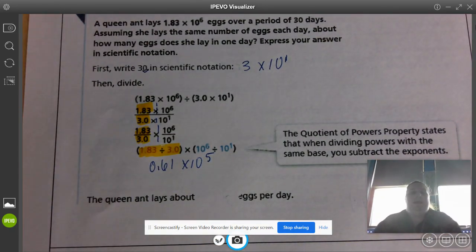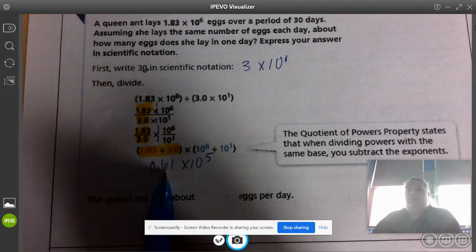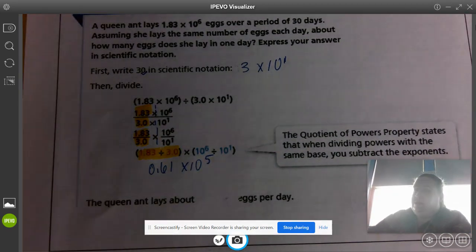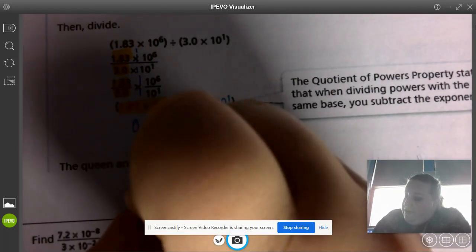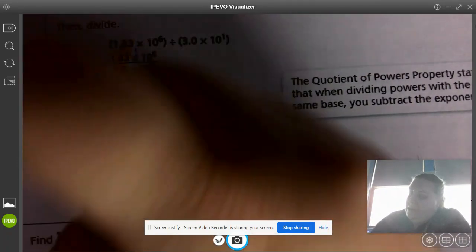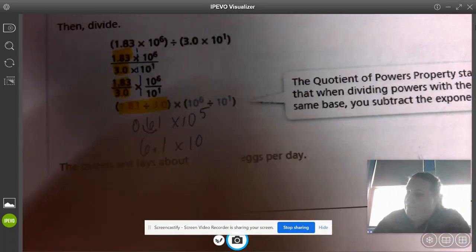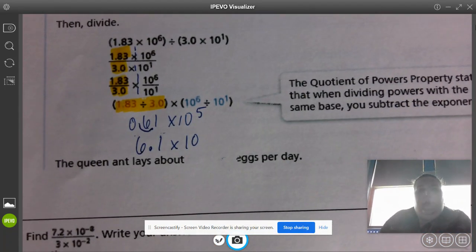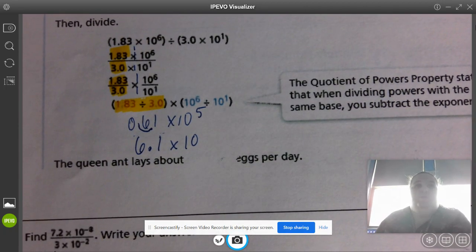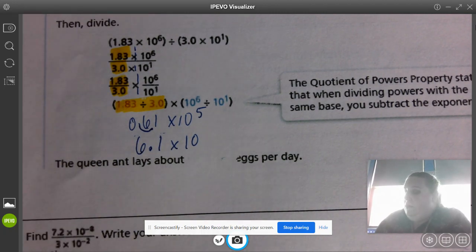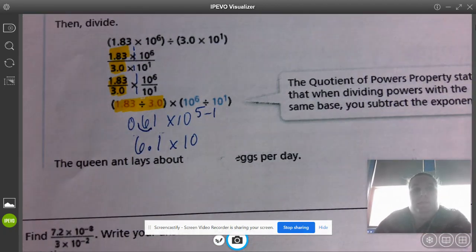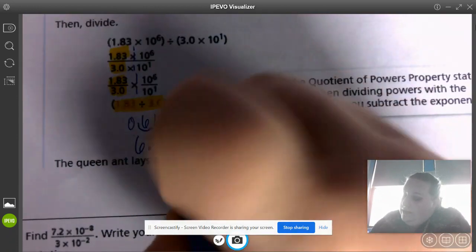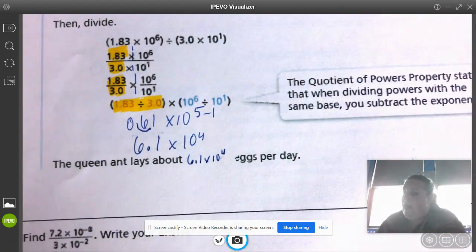Okay. So now I need to check, is this in true scientific notation? So my first factor needs to be between 1 and 10, which it's not. It's less than 1. So we need to fix that. So in order to fix that, I need to move the decimal between 6 and 1. So it's going to become 6.1. Now, since I'm moving in the direction that the exponent wants me to move, it wants me to move to the right, I'm saving myself a step. It's one less time I need to move the decimal when I rewrite this. So I'm going to subtract 1 because I'm saving a step. So this is actually going to be 6.1 times 10 to the 4th. So the queen lays about 6.1 times 10 to the 4th eggs per day.